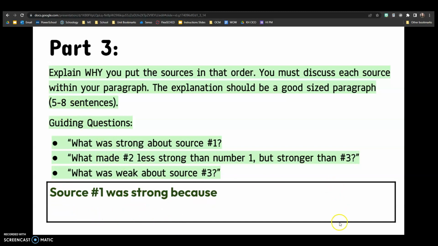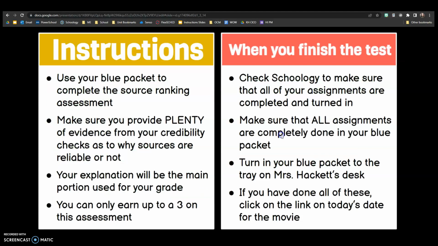This is going to be the main area that we're grading you on, is this box down here. The ranking part is obviously important too, but your reasoning for why you put them in that order is the main thing that's going to tell us if you know whether or not a source is credible. Okay? All right, so here are your instructions. You're going to use your blue packet to complete the source ranking assessment. Make sure you provide plenty of evidence from your credibility checks as to why the sources are reliable or not. Your explanation will be the main portion used for your grade, as I said.